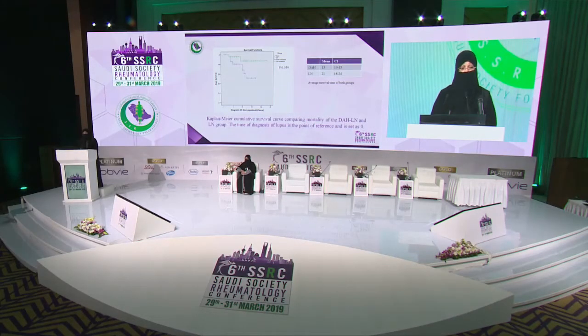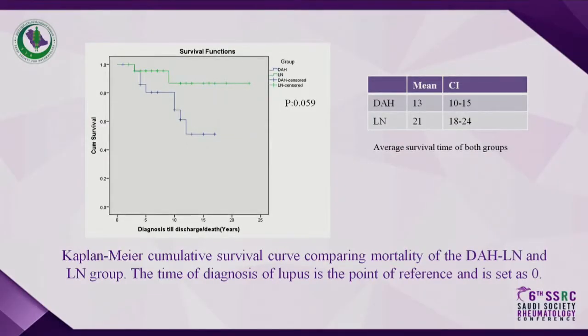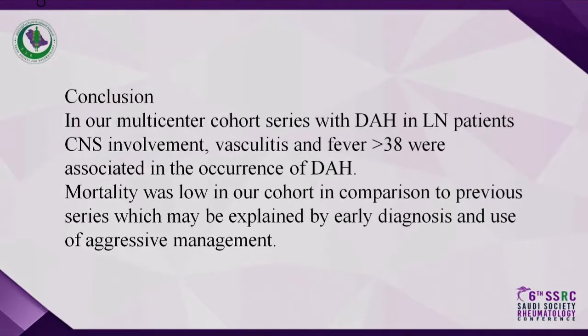In the survival curves, the mean survival in the diffuse alveolar hemorrhage group was about 13 years, and in the lupus nephritis group it was 21 years. In the Kaplan-Meier survival curve, with SLE onset set at 0 and over 25 years of follow-up, there was a reduction in survival in patients with diffuse alveolar hemorrhage. In conclusion, in a multi-center cohort series with diffuse alveolar hemorrhage, patients with CNS involvement, vasculitis, and fever were associated with the occurrence of diffuse alveolar hemorrhage.